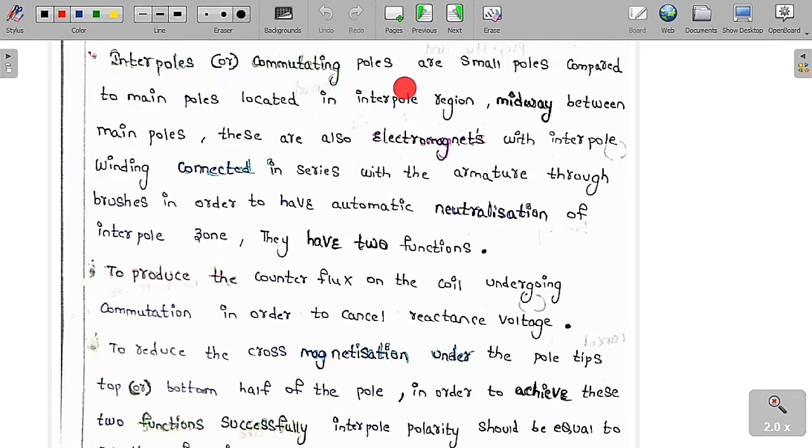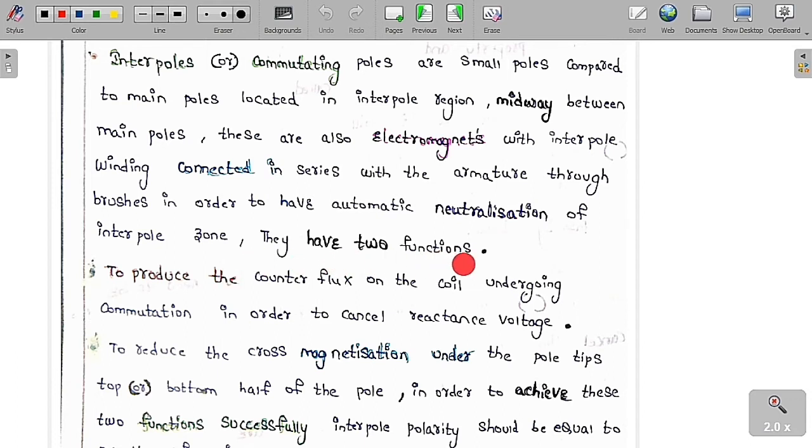Interpoles, or commutating poles, are small poles compared to main poles, located in the interpolar region, midway between the main poles. These are also electromagnets with interpole winding connected in series with the armature through brushes, in order to have automatic neutralization of the interpolar zone.